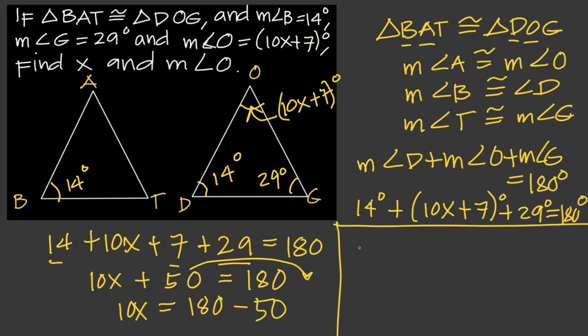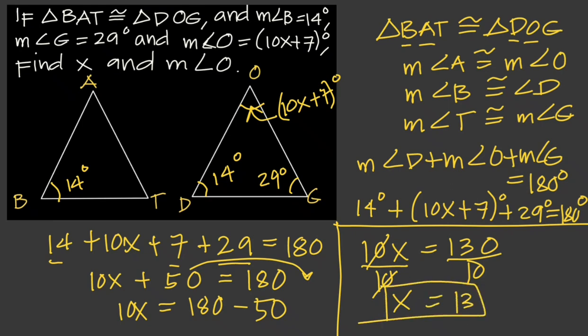Then it will be 10x equals 130. Divide both sides by 10. So our x is 13.